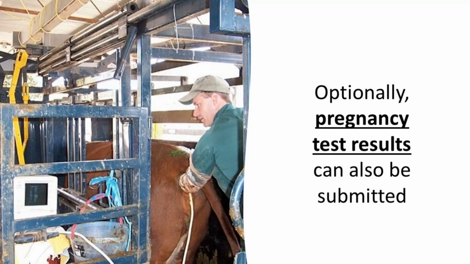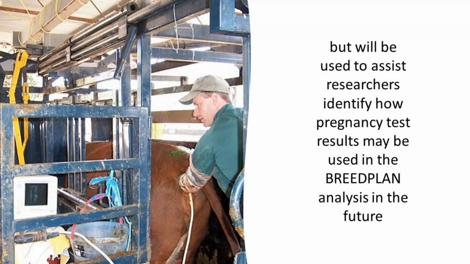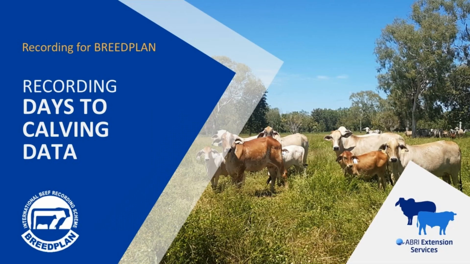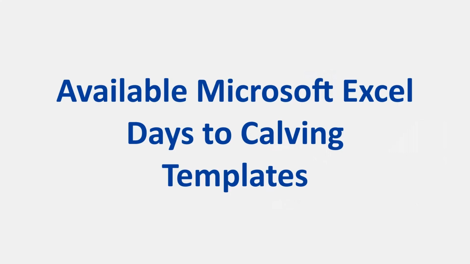Optionally, pregnancy test results can also be submitted. This information is not currently included in the calculation of Days to Calving EBVs, but will be used to assist researchers identify how pregnancy test results may be used in the BreedPlan analysis in the future. For further information, see the Recording Days to Calving tip sheet and associated video available via the Help Centre on the BreedPlan website.